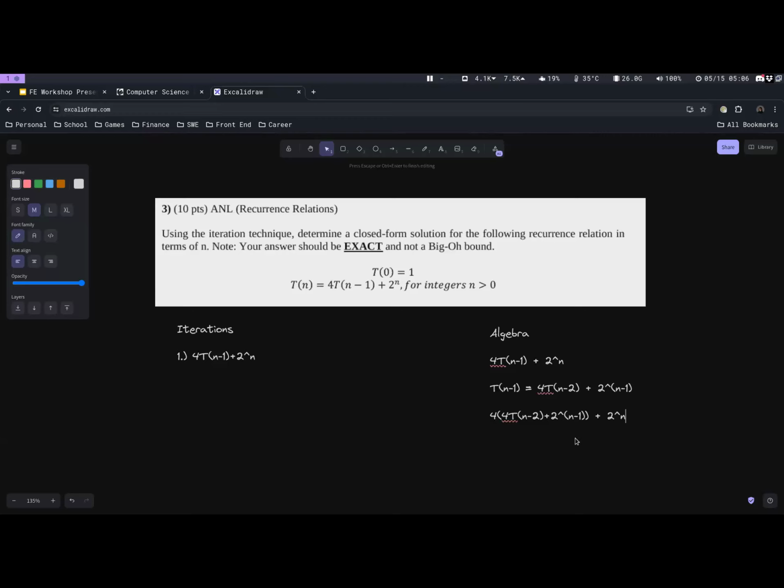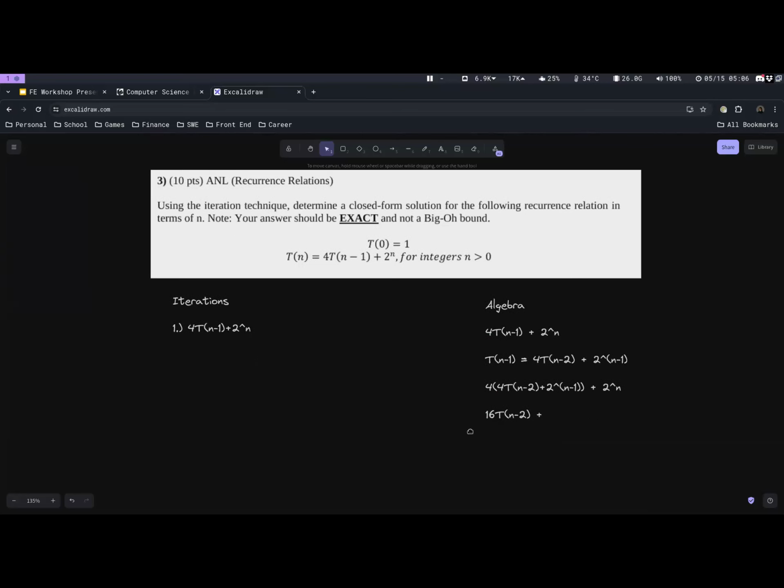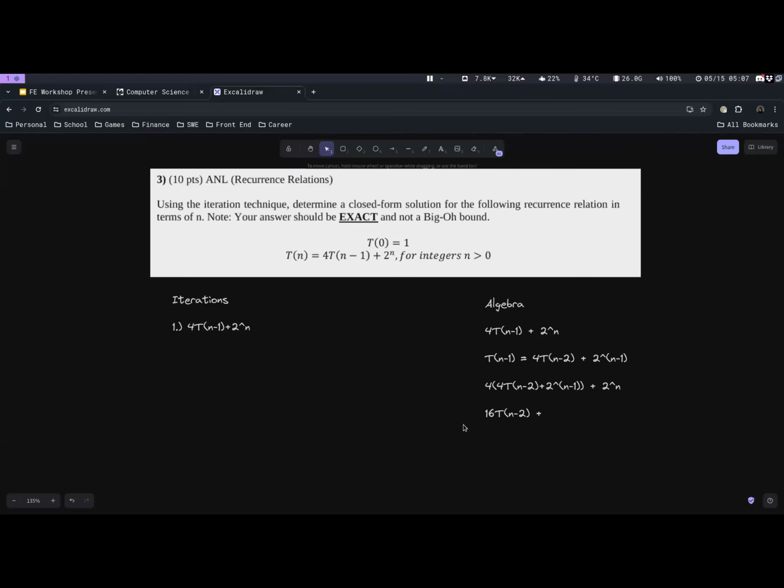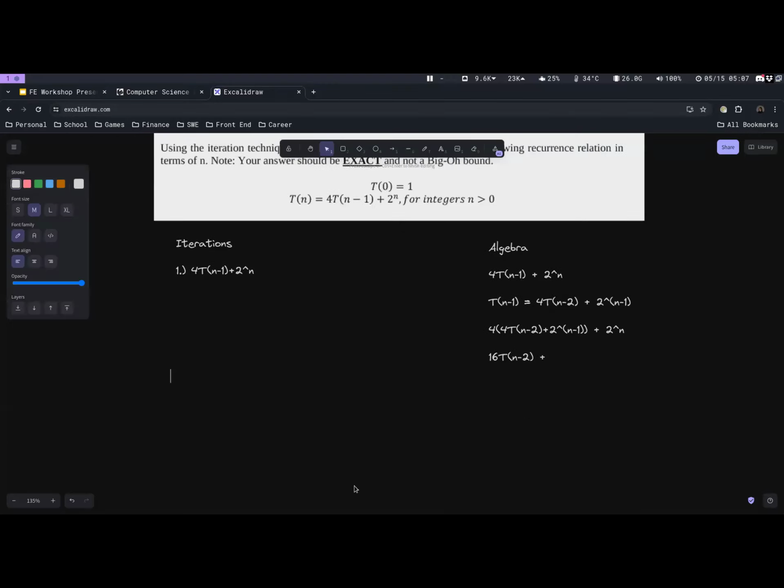So we now can continue to move forward, right? We're going to distribute the 4. We now have 16t of n minus 2 plus 4 times 2 to the n minus 1. However, there are some properties here that we can go over that will make this a bit interesting. And yeah, I do say interesting a lot. So for this particular problem, there's a few things I'd want to point out. When it comes to exponents, you really need to understand the exponential rules.